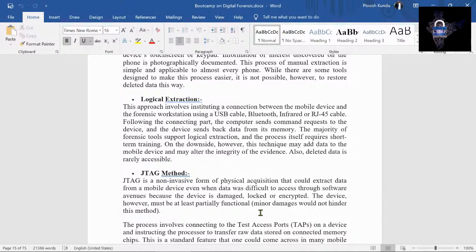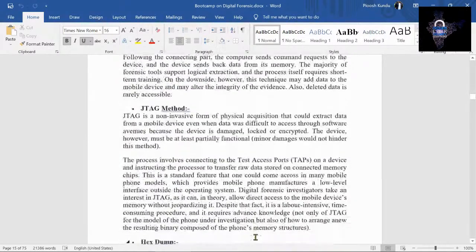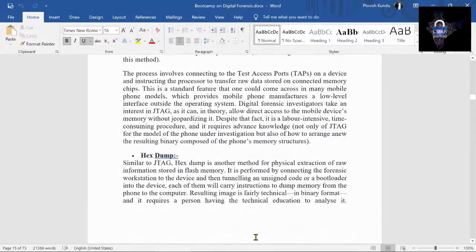This process involves connecting with the test access port, or TAPs, on the device and instructing it to transfer the raw data stored in the connected memory chips. This is a standard feature across many mobile phone models. As a low-level interface, JTAG can in theory allow direct access to the mobile device's memory without jeopardizing it.